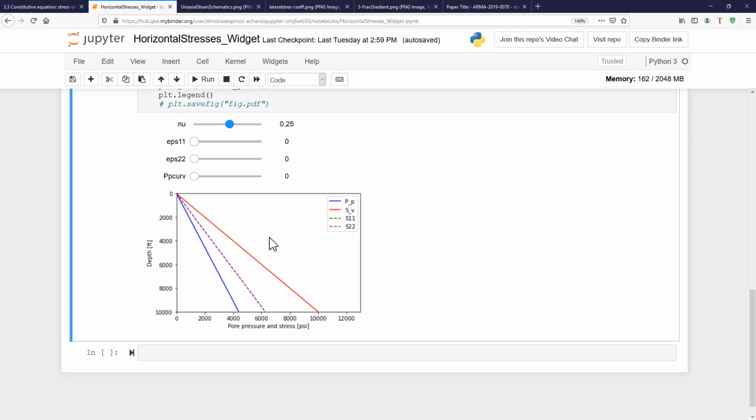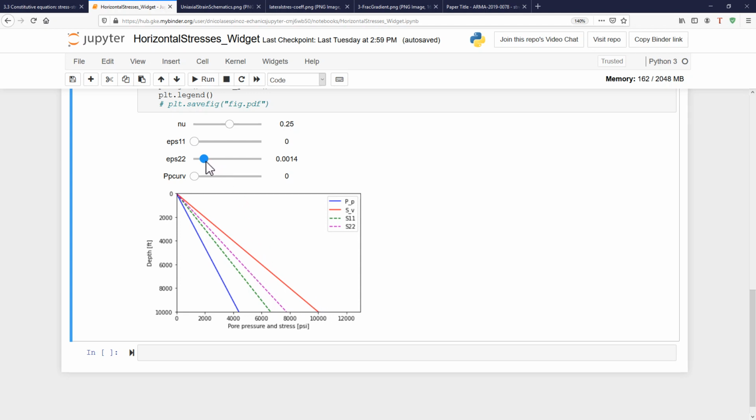Let's now add a little bit of tectonic strains. Let's start in direction number 2. If I add a tectonic strain in direction number 2, then the horizontal stress in direction number 2 should increase. And this is what we see over here. Now we have two different effective horizontal stresses, and in general 3 different effective stresses if I include the vertical.